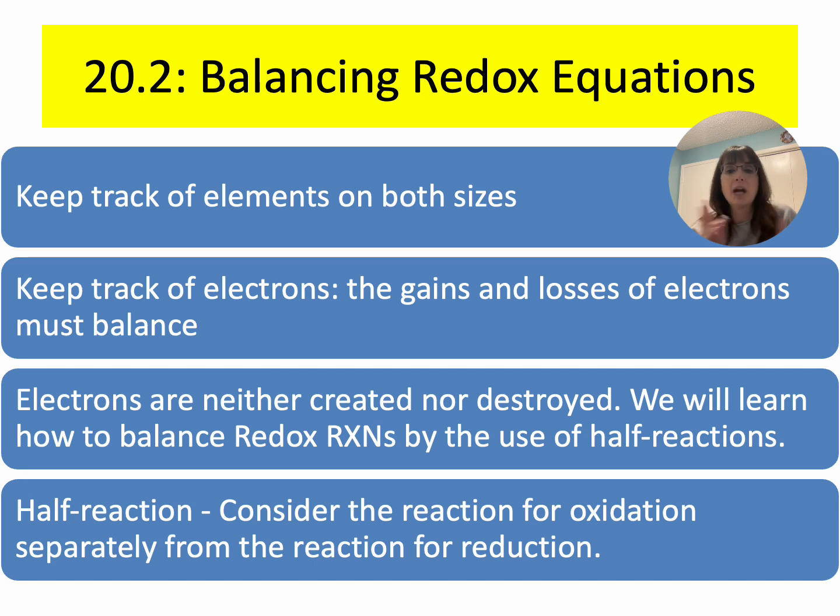And here's what's tricky about them. Not only do you have to keep track of the elements on both sides, like we always have, we also have to keep track of the electrons. And that's where it gets tricky. If you don't do the process, you're going to mess this part up. Just remember that electrons are neither created nor destroyed. And we're going to see that in redox reactions, when we use the half reaction method, you have to have the same number of electrons in both half reactions.